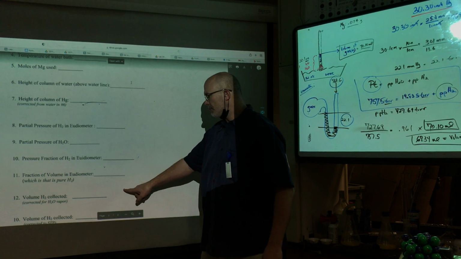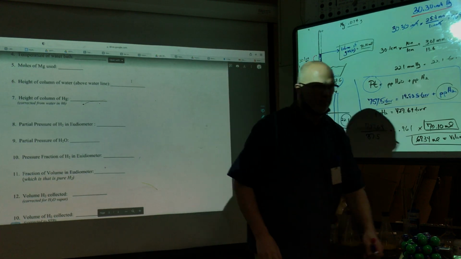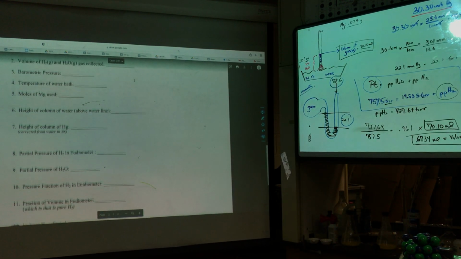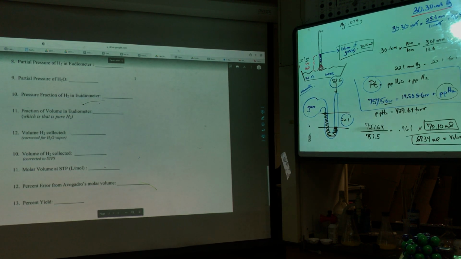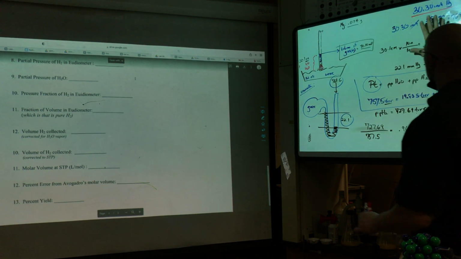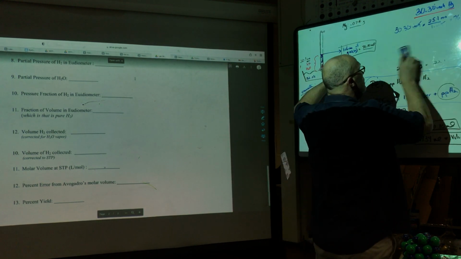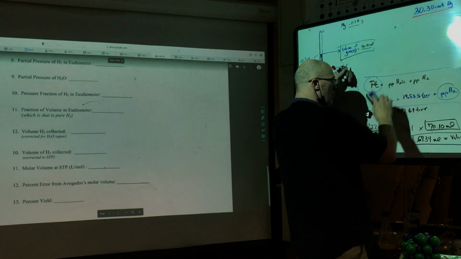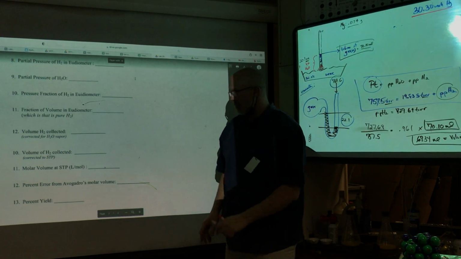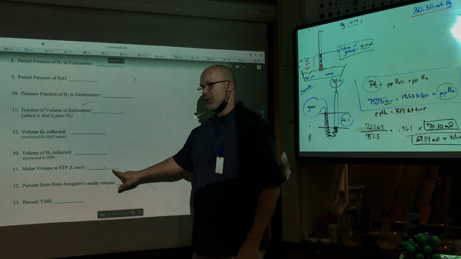Now, number 10. What are we after? I want the volume of 1 mole of it at STP. Why? Because I know it's supposed to be 22.4 liters, correct? So here's what I'm going to do. I'm going to get rid of this because we don't need this anymore. I want to correct this volume for STP conditions.